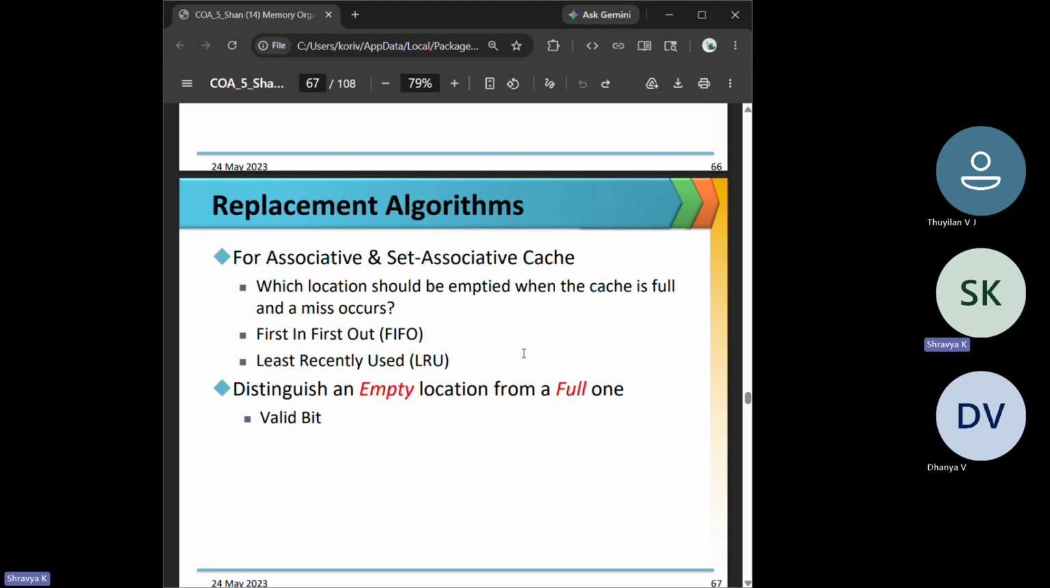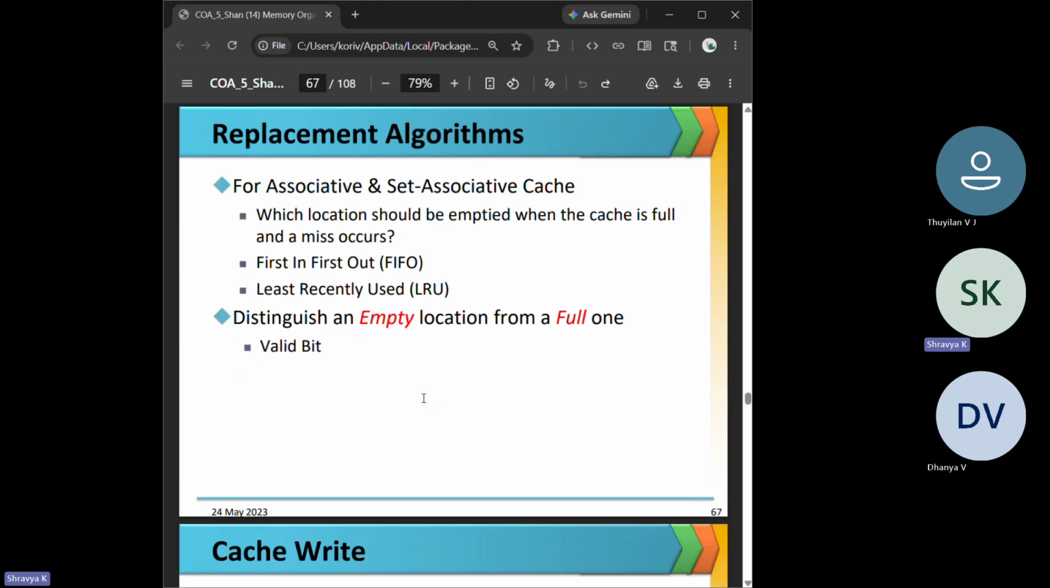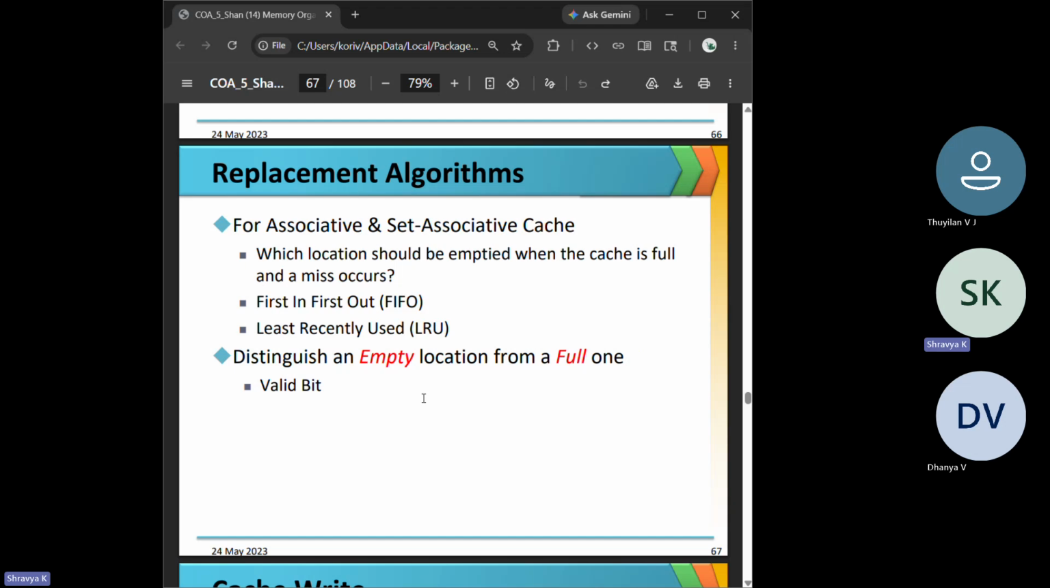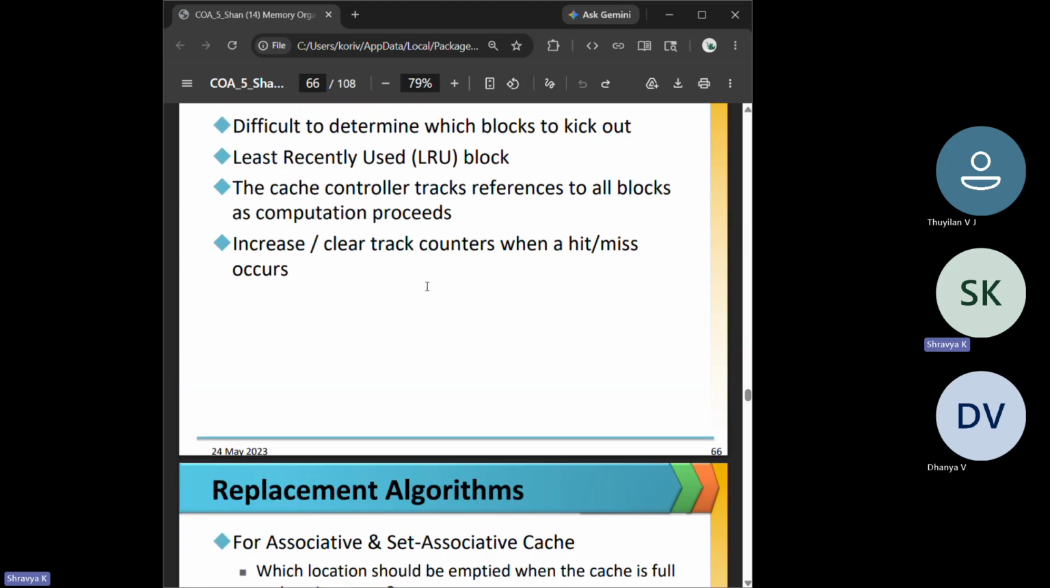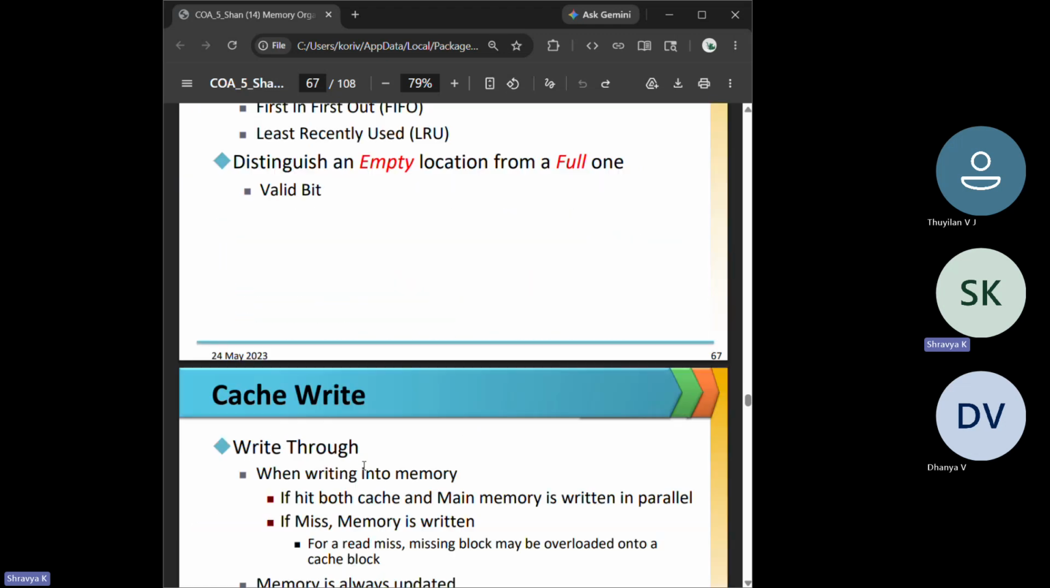So you have these algorithms like first in first out and least recently used, which try to find out which location should be emptied when the cache is full and a miss occurs, right? So how will we distinguish between an empty location and a full one? We'll use something called a valid bit, which will be 1 if the location is full and 0 if it is empty, right? So we can keep track using our cache controller, implement either of these algorithms, and make sure that replacement is done appropriately, right?